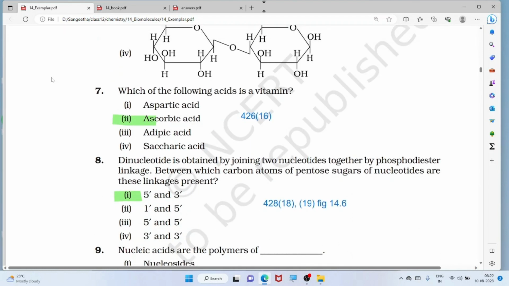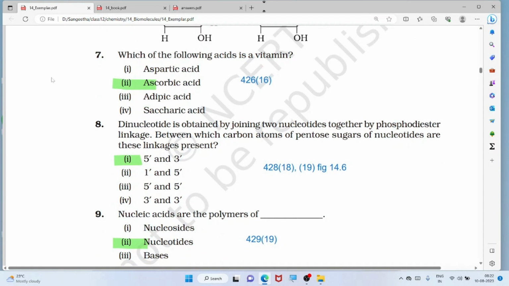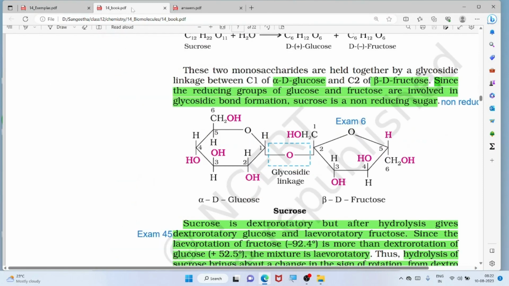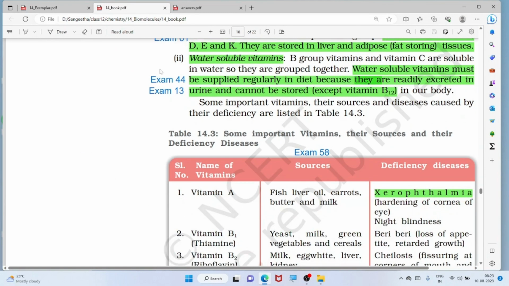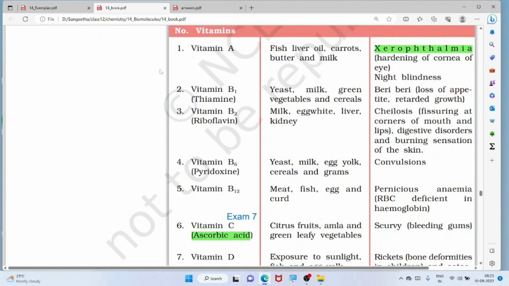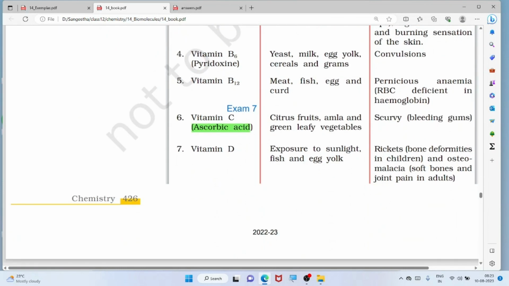Which of the following acids is a vitamin? This is ascorbic acid. This is vitamin C.